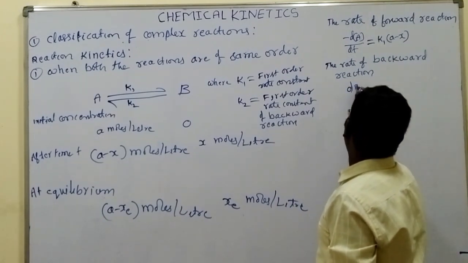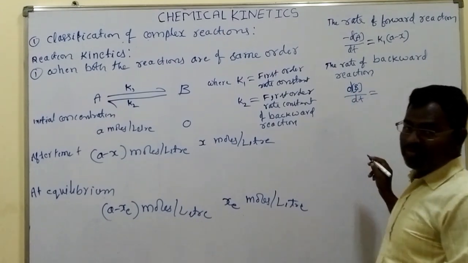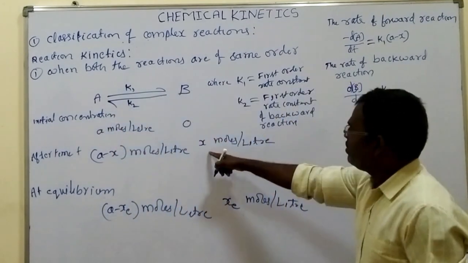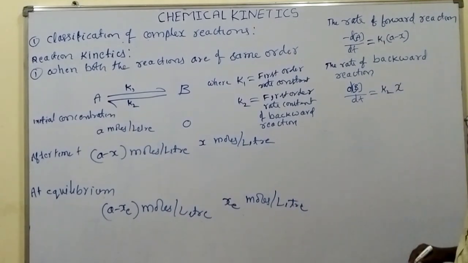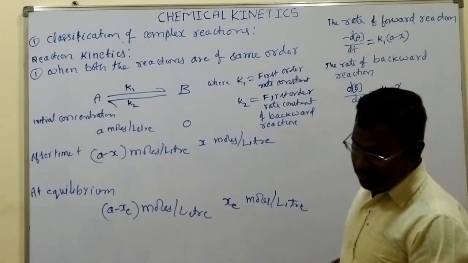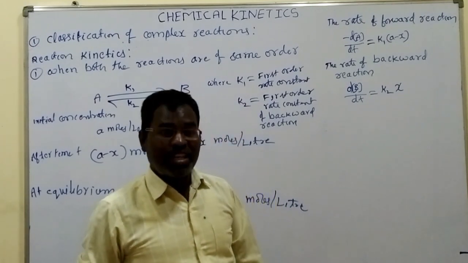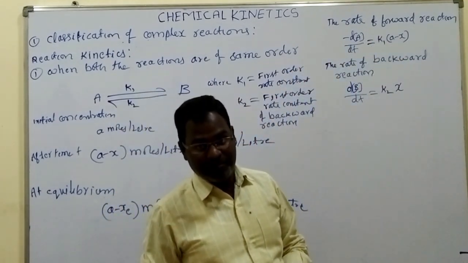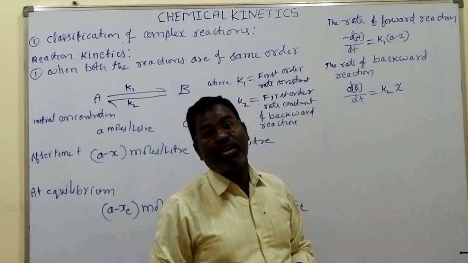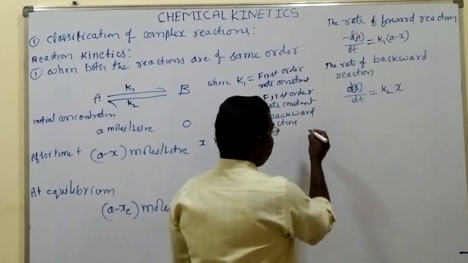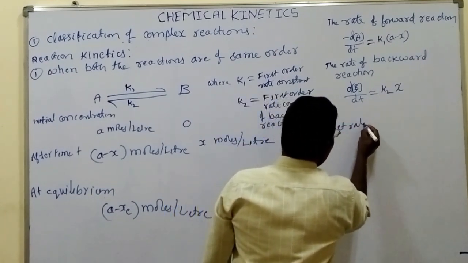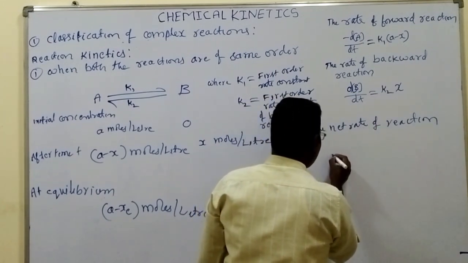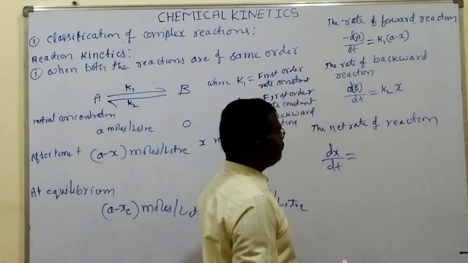K2, the rate constant of the backward reaction, K2 into X. So this is about the rate of backward reaction. Now we should take the net rate or overall rate of the reaction. The overall rate of the reaction is equal to the rate of the forward reaction minus the rate of the backward reaction. So the net rate of reaction is indicated by dx by dt.